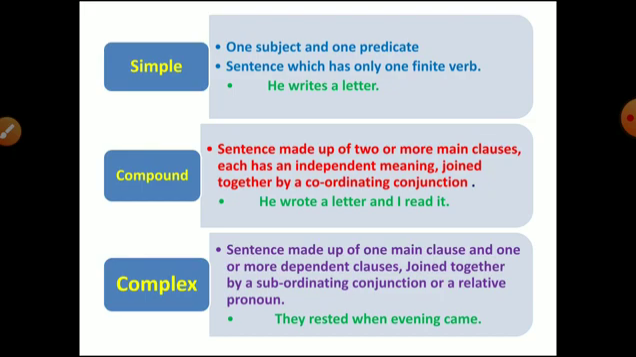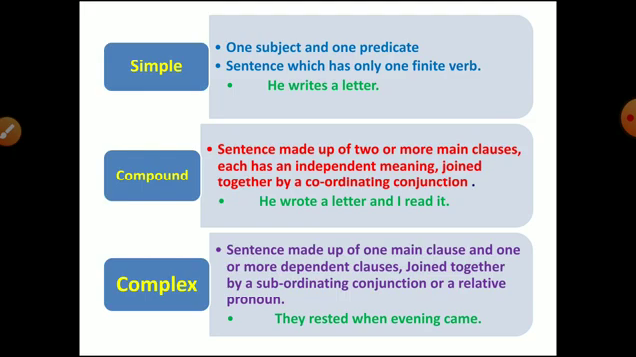When evening came, jab sham aayi. So it has an incomplete sense. We say it is a dependent clause. It is dependent on an independent clause. So we call it a complex sentence, as it has been joined together, connected by a subordinating conjunction, that is, when. So this is the difference: a simple sentence has only one subject and one predicate.